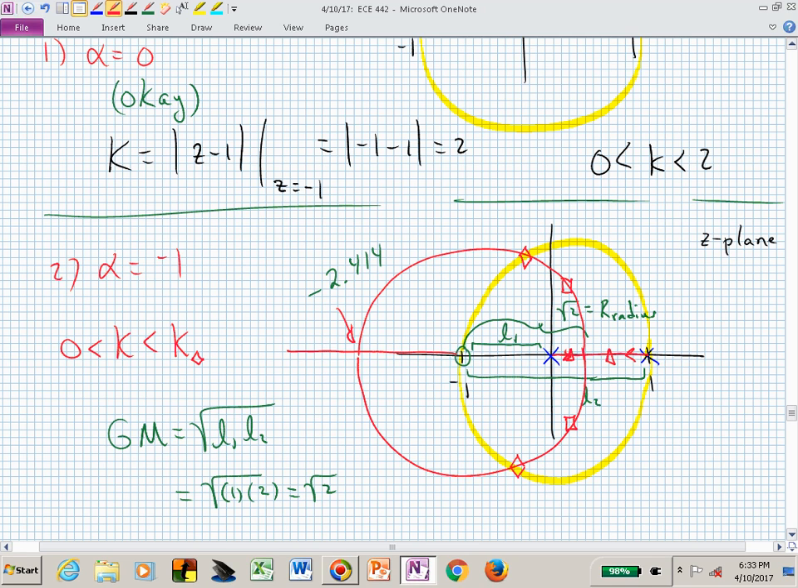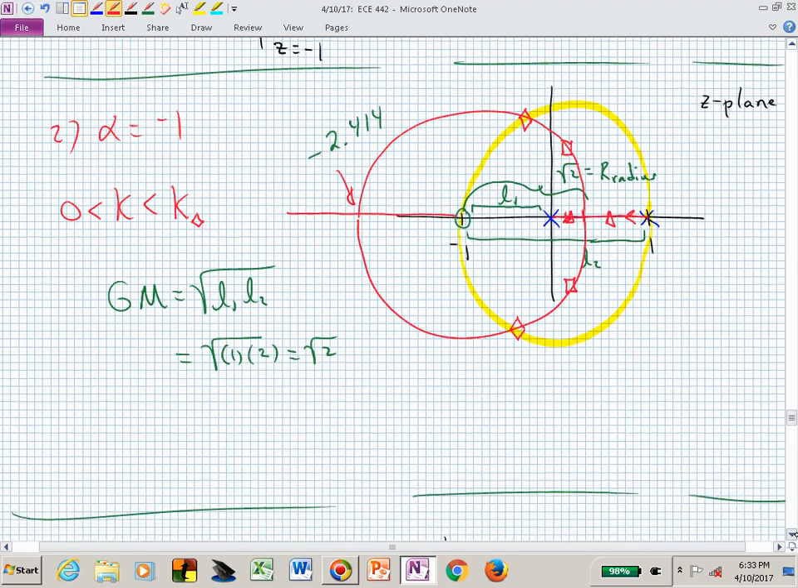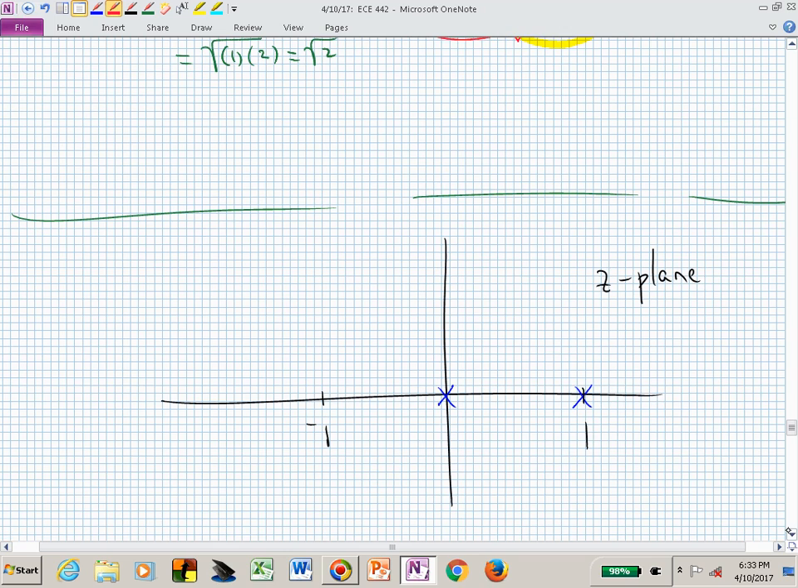And what's the value of my closed loop poles at diamond, or the magnitude of my closed loop poles at the diamond? 1. They're on the unit circle. So they are now having a magnitude of 1, and you can use that to help find your k if you wanted to. So that's another choice for alpha. What would be a third choice for alpha?